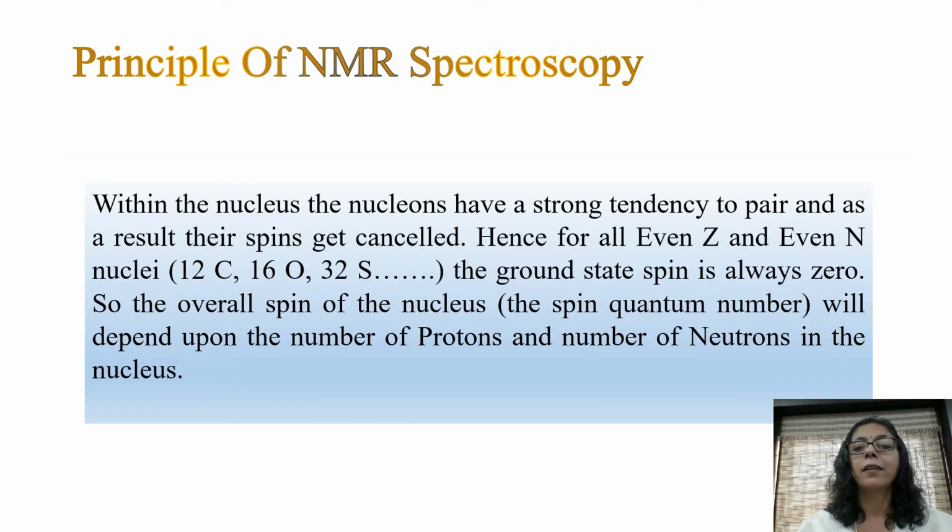देखिए, within the nucleus, the nucleons have a strong tendency to pair, और यही कारण है कि even Z even N nuclei की ground state spin हमेशा 0 होती है. So the overall spin of the nucleus will depend upon the number of protons and the number of neutrons in the nucleus.